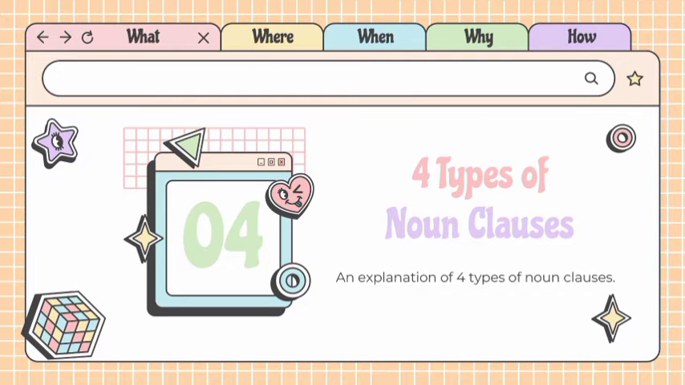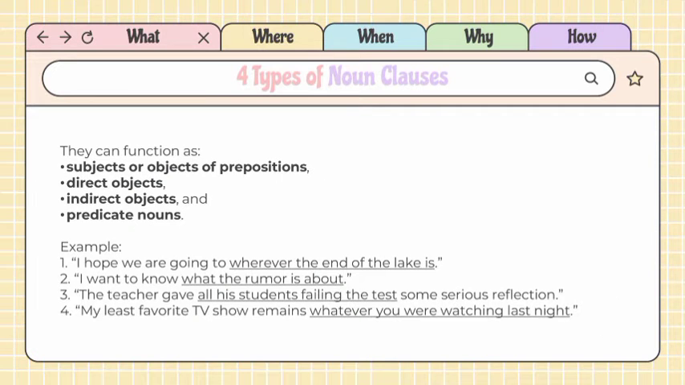4. Four types of noun clauses. An explanation of four types of noun clauses. They can function as the subject, object of a preposition, direct object, indirect object, and predicate noun. Example: 1. I hope we are going to wherever the end of the lake is. A noun clause that functions as the object of the preposition. 2. I want to know what the rumor is about. The noun clause functions in the sentence as the direct object of the verb. The subject is the pronoun I.